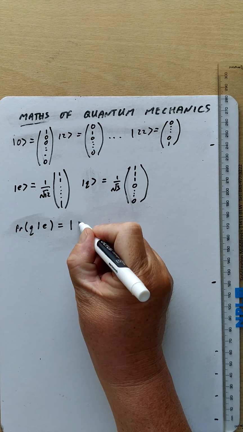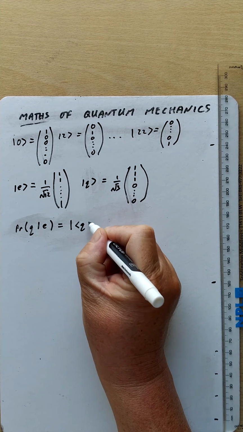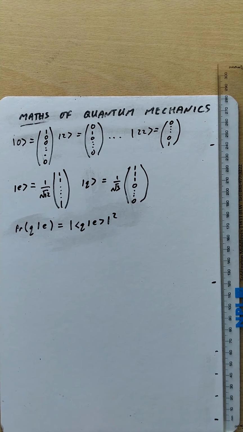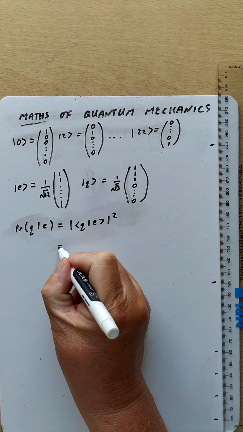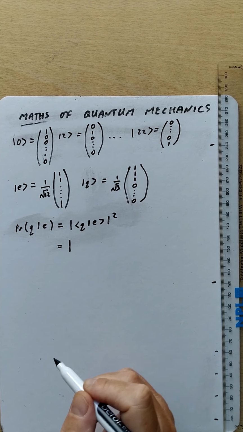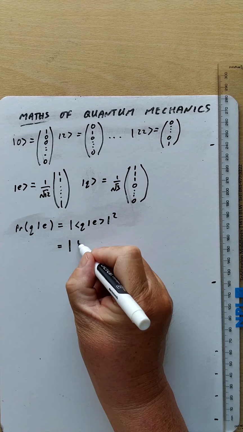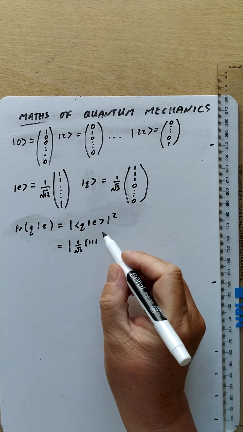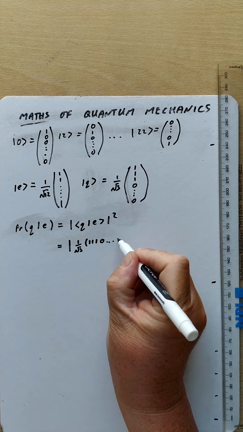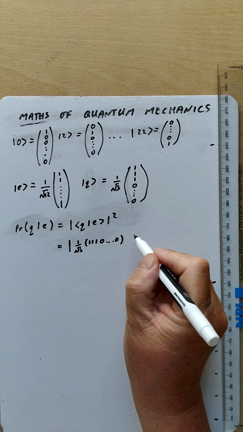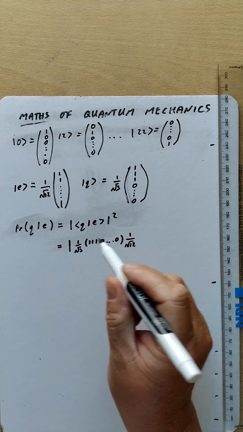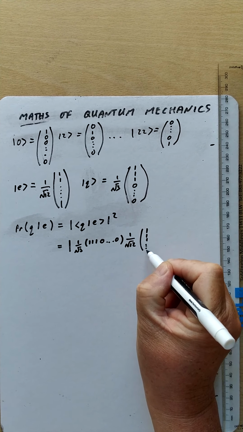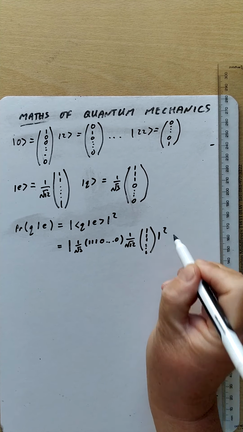And the rule is we take the inner product of Q with E and we square the magnitude. So let's actually do that. Q is 1 over root 3, and it's 3 1s and the remainder are zeros, times 1 over root 12, and they're all 1s, and square the magnitude.